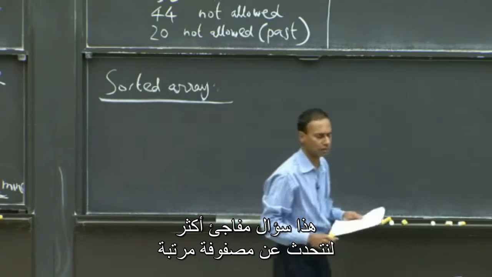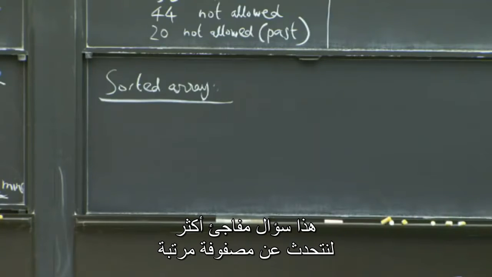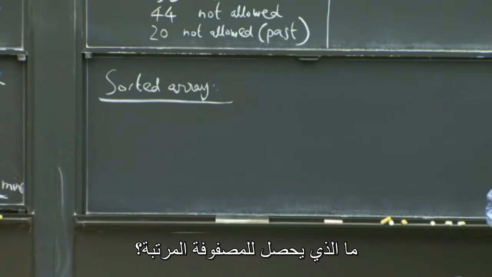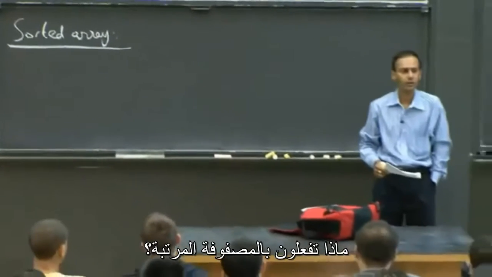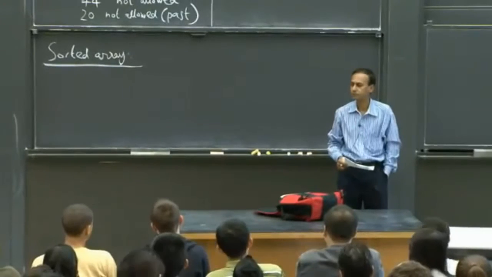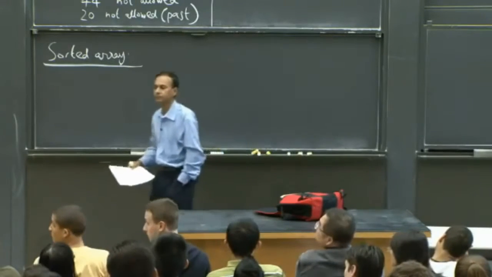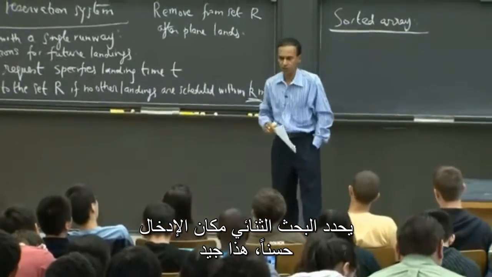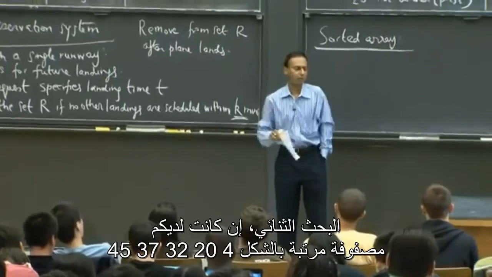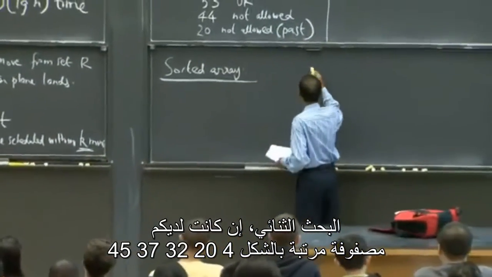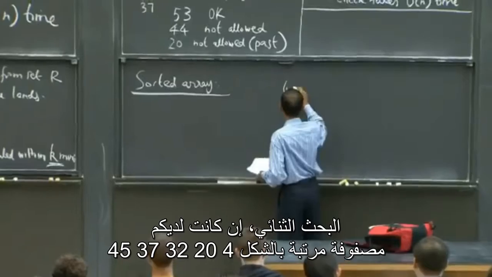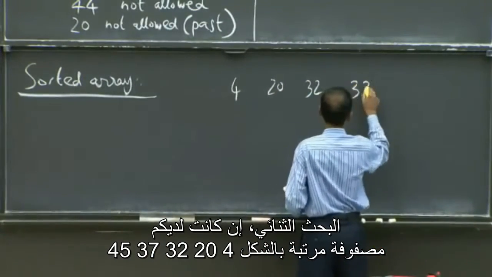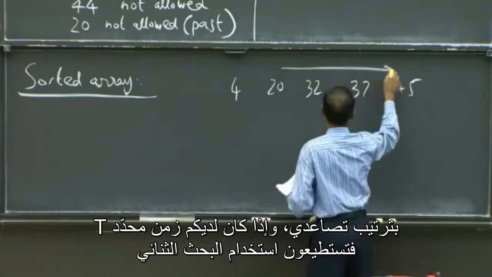So this is a little more subtle question. Let's talk about a sorted array. What happens with a sorted array? Someone? What can you do with a sorted array? Yeah. Will binary search find where to insert this one? Binary search would find where to insert. Okay, good. So that's good. Binary search, so if you have a sorted array and just for argument's sake, it looks like 4, 20, 32, 37, 45, and it's increasing order.